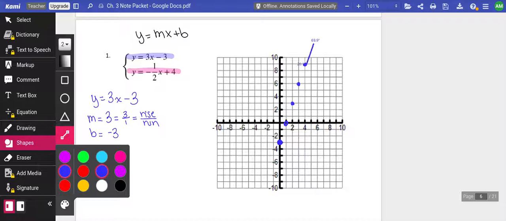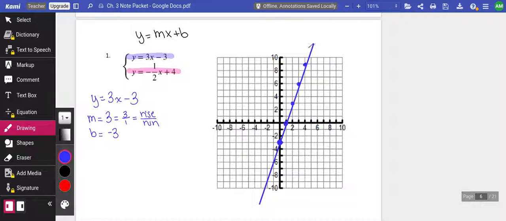Once you have those points plotted, you connect them with your straight line. We draw arrows at the end of our line, and we label our line with our equation. I'm going to make it sit right on this equation, y equals 3x minus 3. So that's done. I've graphed my blue line.